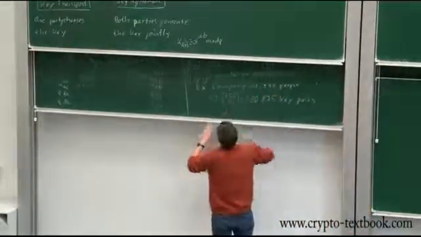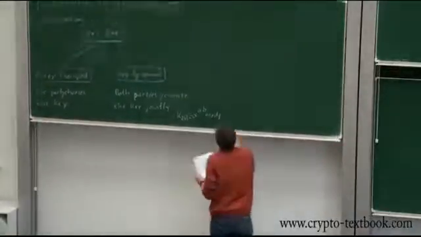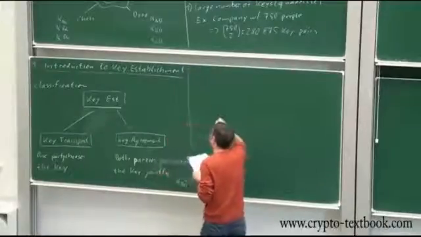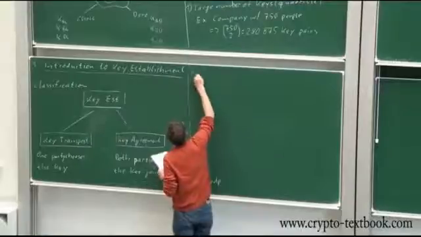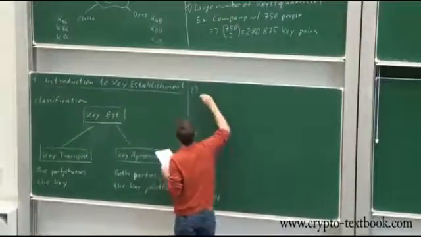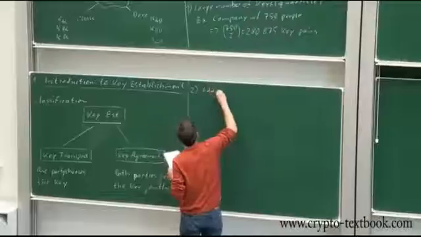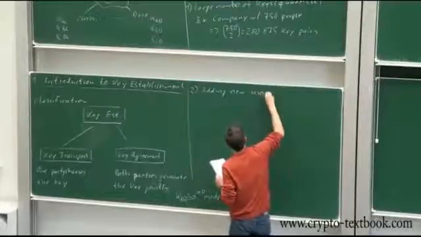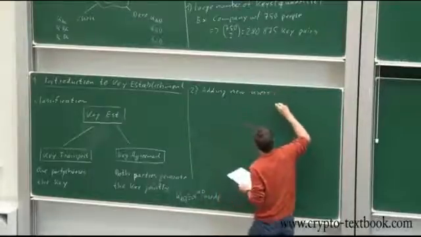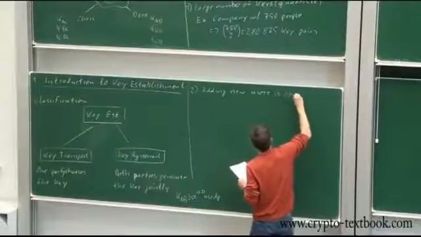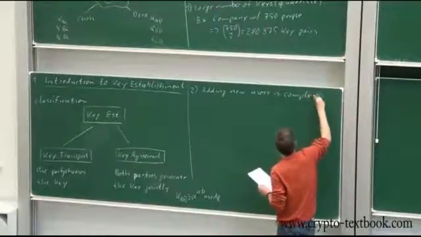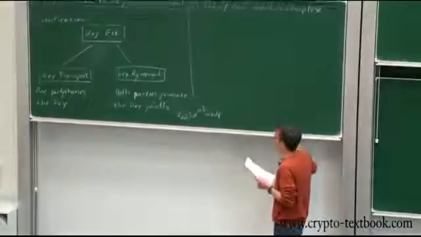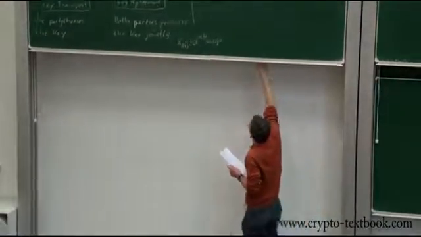Another drawback, which is probably the more serious drawback, is that adding new users is complex, which is a very polite way of saying it's a pain to do. So what happens?